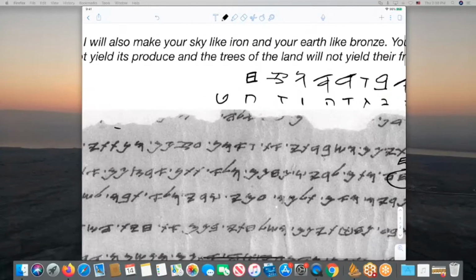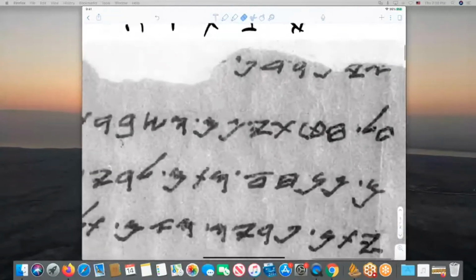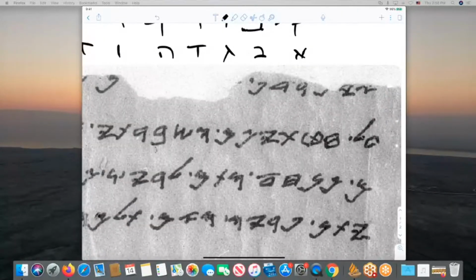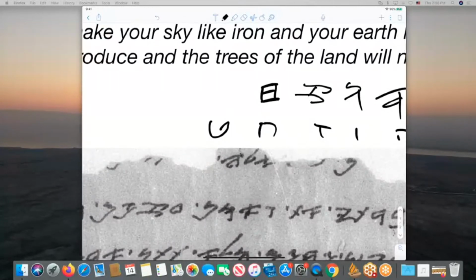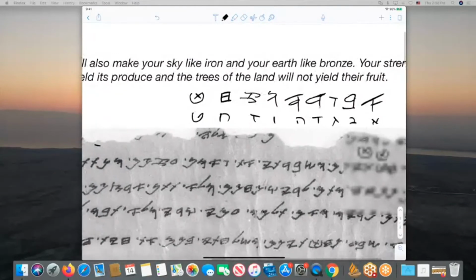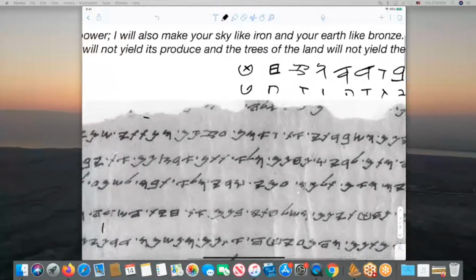Tet is a neat one. It is usually pretty easy to see, but it is rare. It's like the other rare letters, but here's a Tet right here. It's like an X with a partial circle around it. And sometimes it touches that one corner. So there we go. There's our Tet. Aleph, Bet, Gimel, Dalet, Hey, Vav, Zayin, Chet, Tet, Yod.